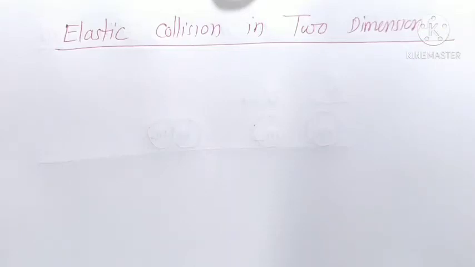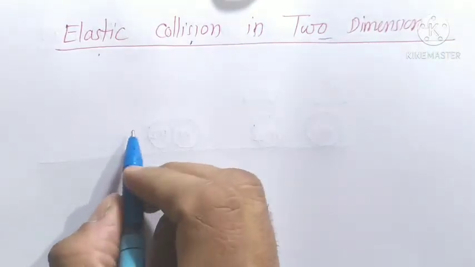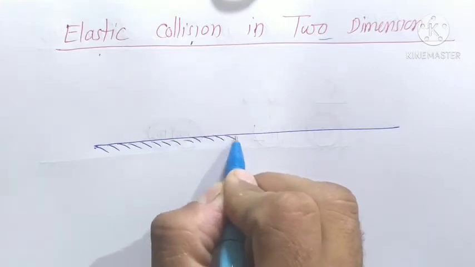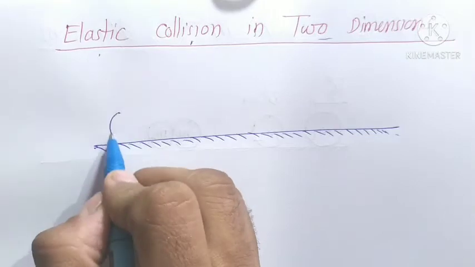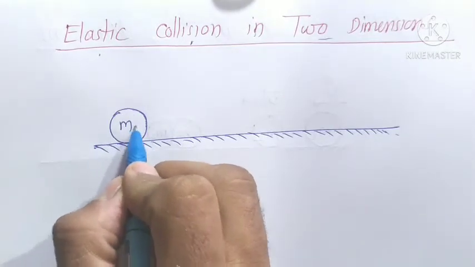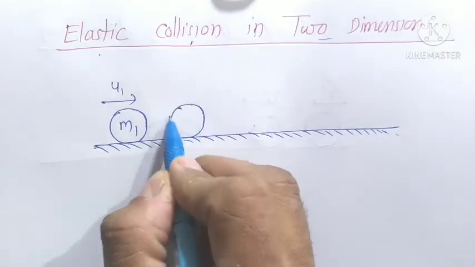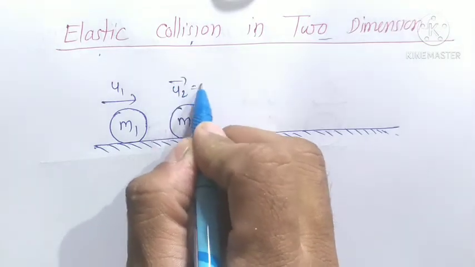So today I am going to start a new topic. Today our topic is elastic collision in two dimensions. Here we take a horizontal surface. We take the first body having mass m1, moving with velocity u1, and we take a second body on this surface having mass m2, and initially this body is at rest.